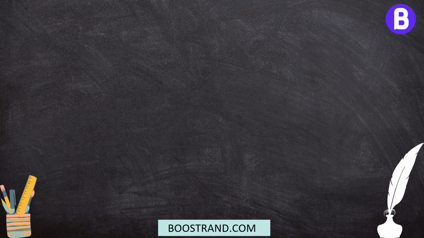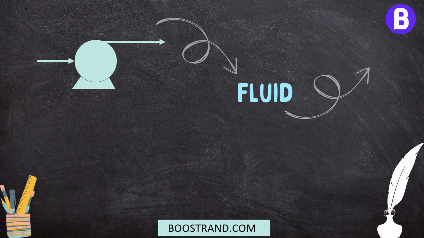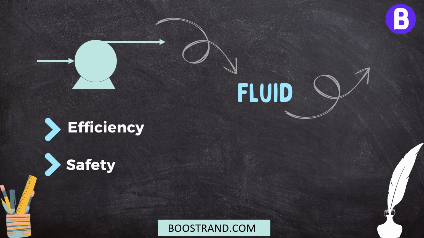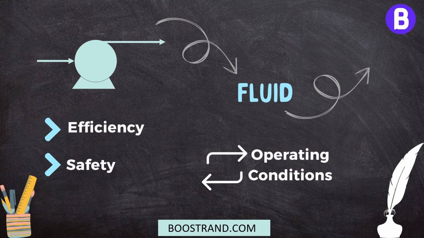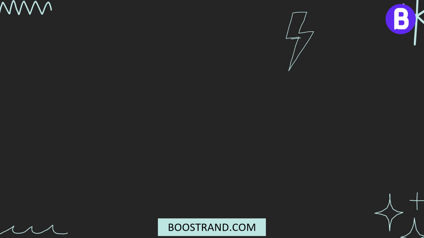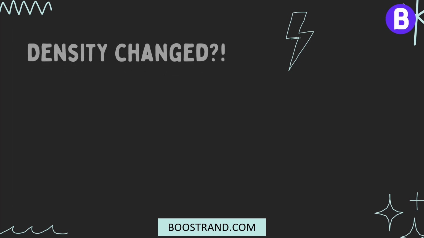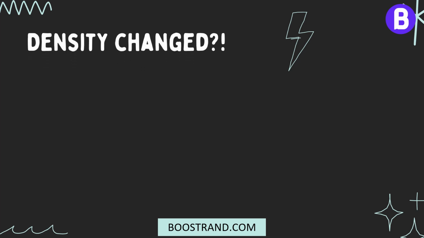Pumps are an essential component of many industrial processes. They are used to transfer fluids from one location to another, and their performance is critical to the efficiency and safety of the process. When the operating conditions of a pump change, it can have a significant impact on the pump's performance. In this video, we will explore how changes in fluid density can affect pump performance.